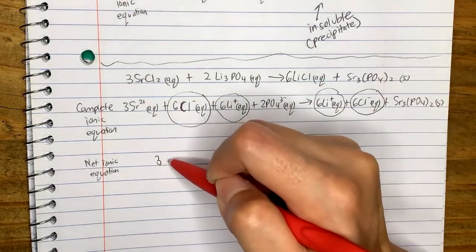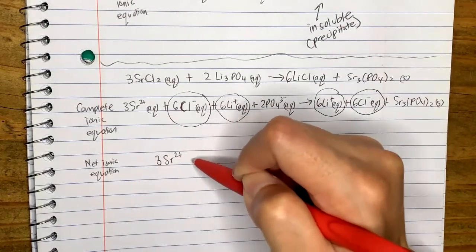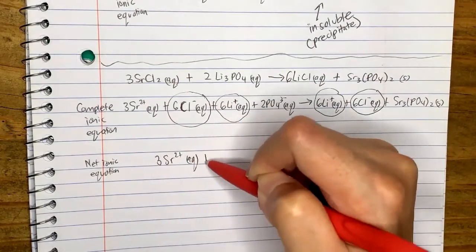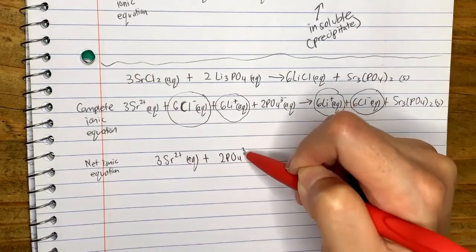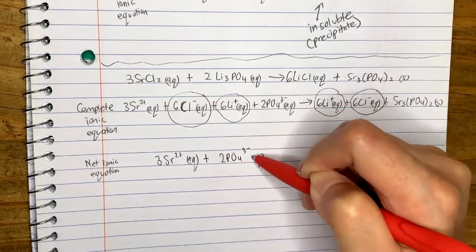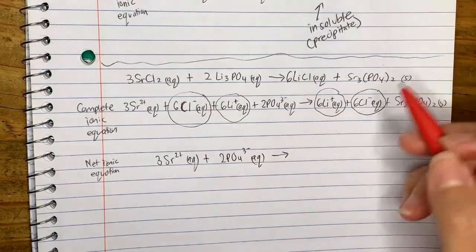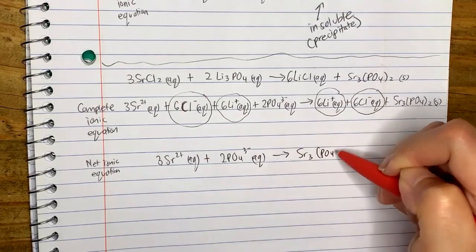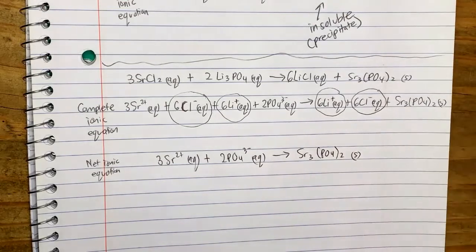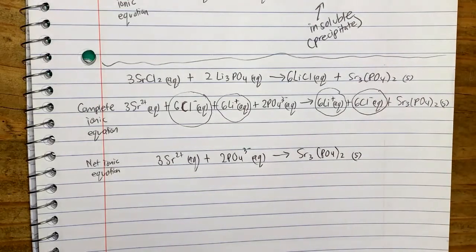So the net ionic equation is 3Sr2+ aqueous plus 2 phosphate aqueous. The strontium phosphate precipitates out, so it's Sr3(PO4)2 solid. And that's how you will write it.